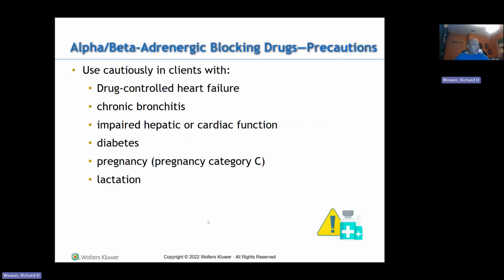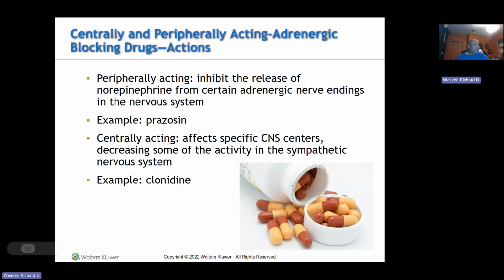Take a look at some of the precautions: drug control, heart failure, chronic bronchitis, impaired hepatic and cardiac function, diabetes, and of course pregnancy, lactation. So we're going to skip the interaction table, take a look at that, and let's go to now. These are your centrally or peripherally acting adrenergic blocking drugs and their actions.